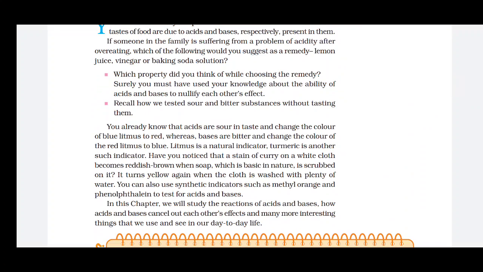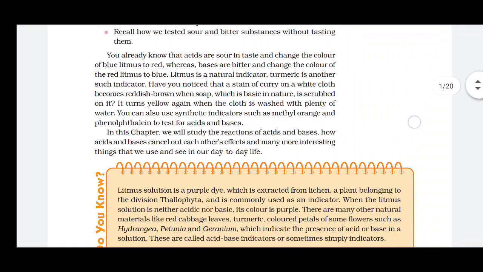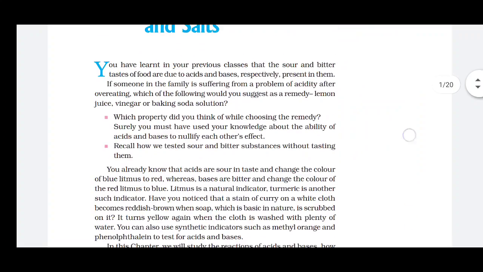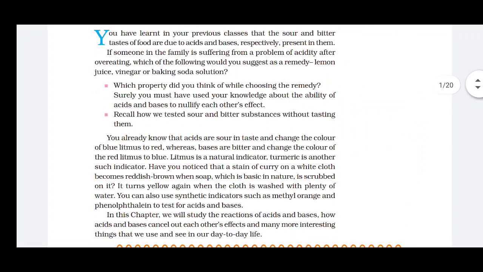Other natural indicator materials include red cabbage leaves, turmeric, and colored petals of some flowers such as hydrangeas, that you can look at in this paragraph. Hydrangeas, petunia, geranium, all are natural indicators which help to detect the presence of acid and bases, or if a solution is acidic or basic. Now let's come to the properties of acids and bases.